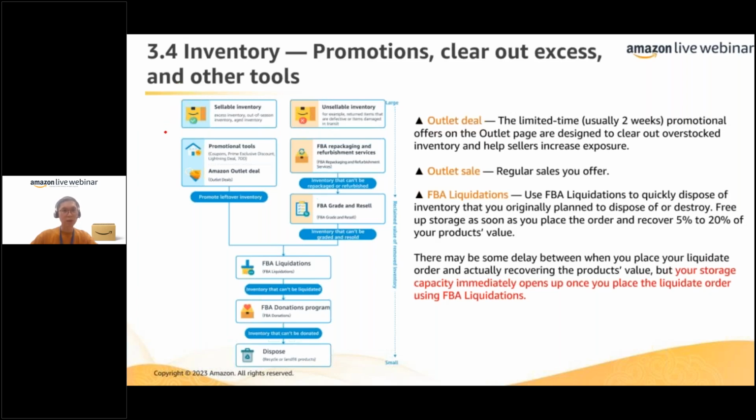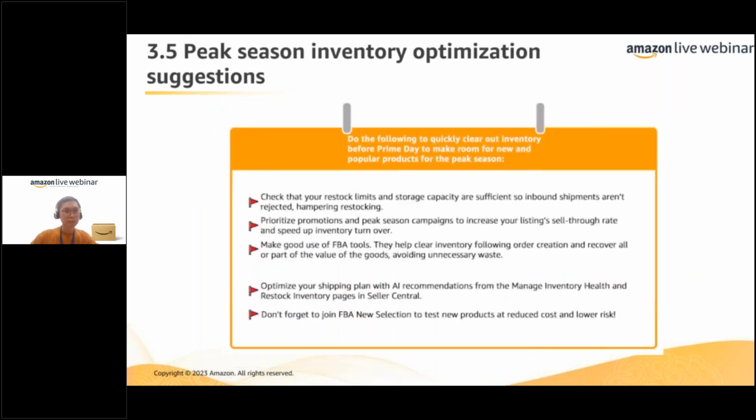So the best way is to run a couple of promotions, etc., for excess or even old inventory. Also, for the peak season, which is coming up right now as well, do always check that your restock limit and storage capacity are sufficient, so that your inbound shipment won't be rejected. If you are shipping more than your capacity allows, your shipment will be blocked in a way that there's not enough capacity for you. So you might have some delays or issues in terms of having a shipment delayed.